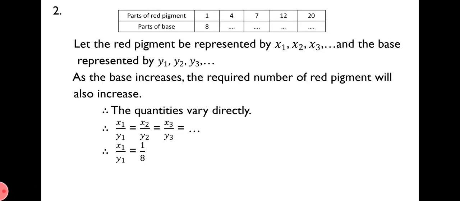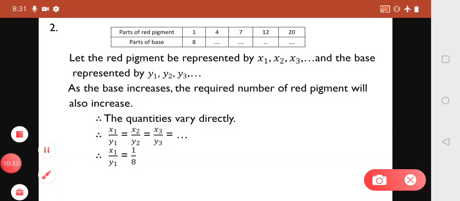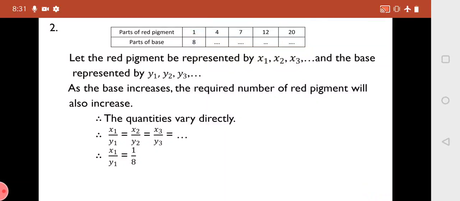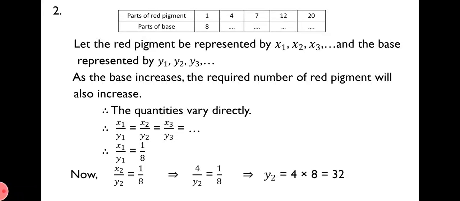Now it is already given that x1 upon y1, we have taken the first corresponding values as x1 and y1, so x1 you can see here is 1 and y1 you can see here is 8. So x1 upon y1 equal to 1 upon 8. Using this we will find the remaining y2, y3, y4 and y5. So now as we know, this is the ratio we should get, 1 upon 8. This ratio should be the same for all the corresponding ratios.